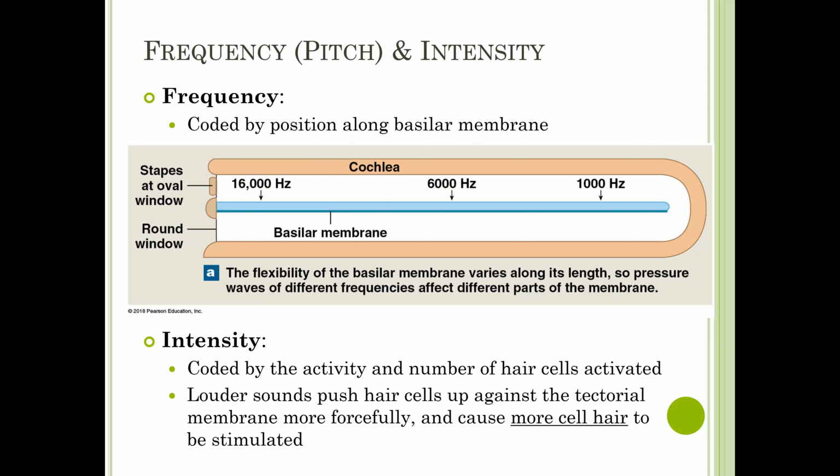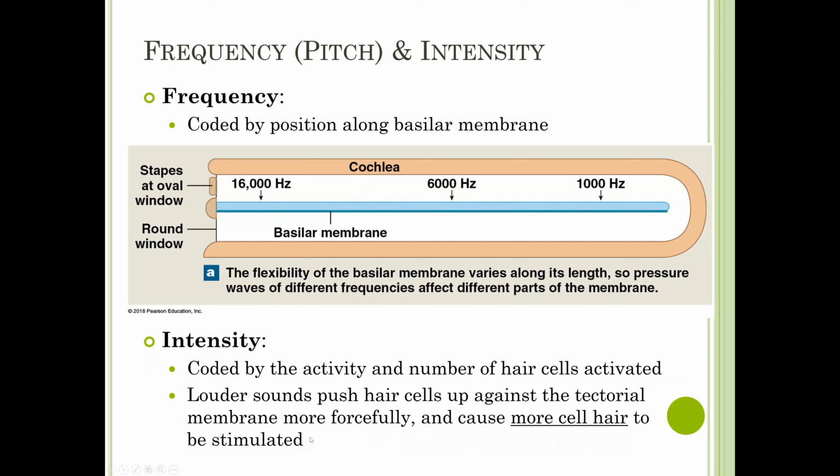You'll also get more hair cells that will be pushed up against the membrane. So not only will the ones that are being pushed be pushed harder, but you'll have more hair cells also being pushed up against the membrane. That's how the brain knows that it's a loud sound versus like a whisper.